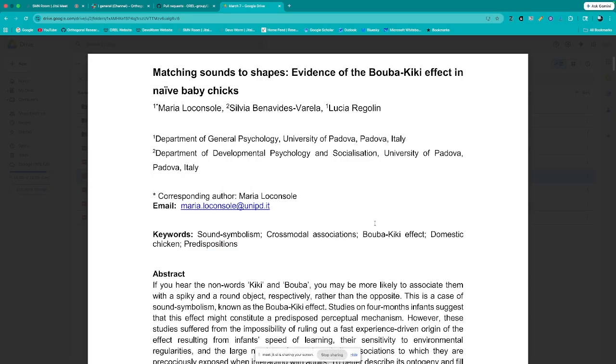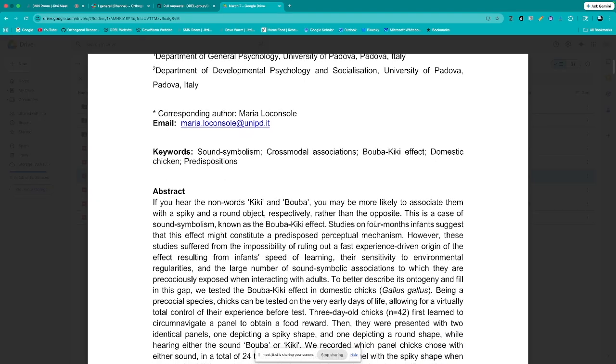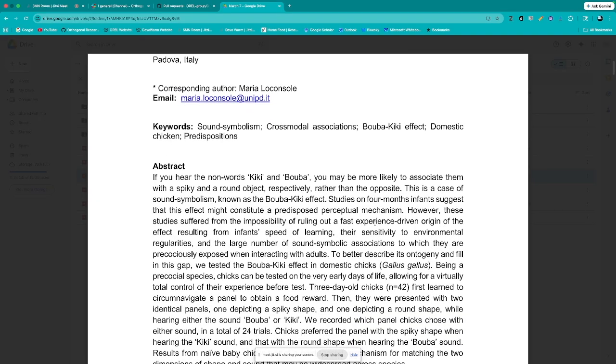So this is matching sounds to shapes, evidence of the Bouba-Kiki effect in naive baby chicks. And the abstract here is, if you hear the non-words Kiki and Bouba, you may be more likely to associate them with a spiky and round object, respectively, rather than the opposite. So Kiki is spiky, Bouba is round, and it's just attaching a sound to what a shape might look like. You might have a waveform in your mind when you look at the object, and you might use that waveform to form the sound or something. This is a case of sound symbolism known as the Bouba-Kiki effect.